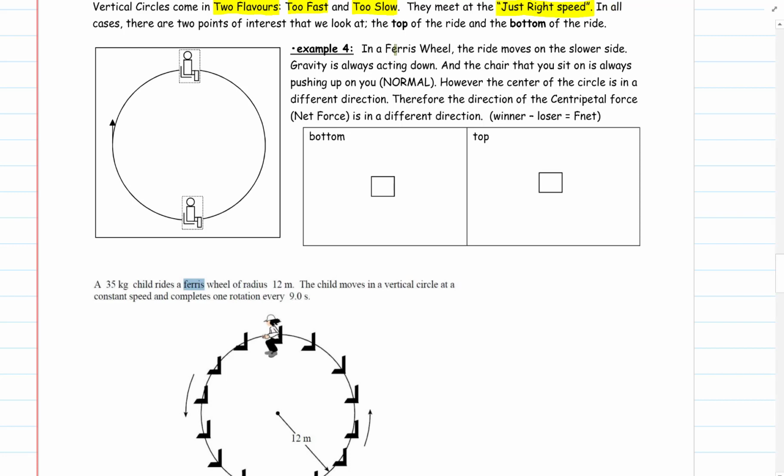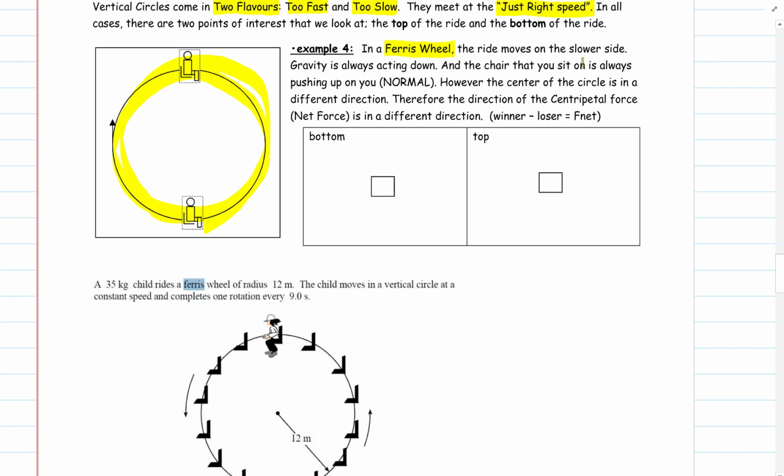So the first one we're going to do is a Ferris wheel. A Ferris wheel is a slow ride. You're going too slow to throw everyone off the ride. Okay, you only need seatbelts in there in case you do something stupid. Because you're going around in a circle, so you never are upside down, hopefully, in a Ferris wheel.